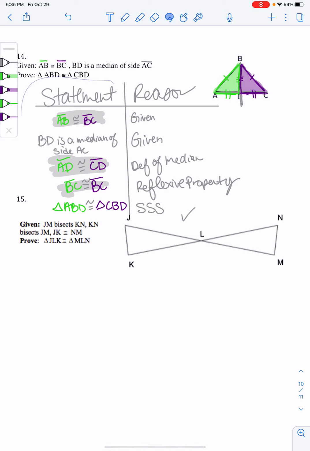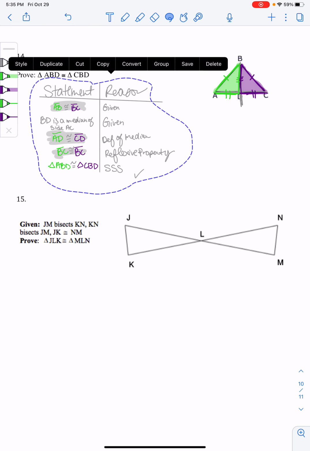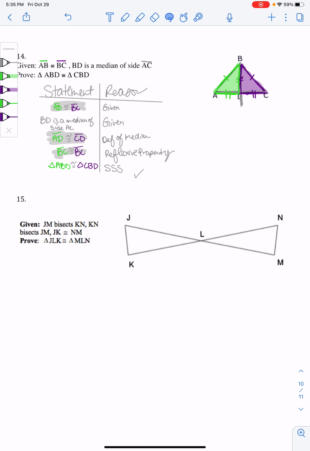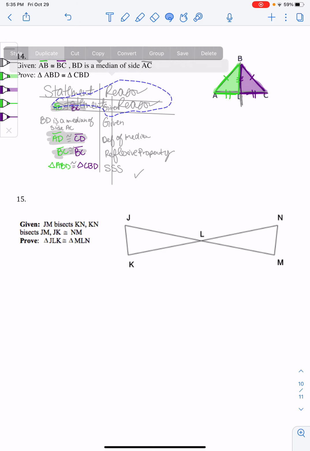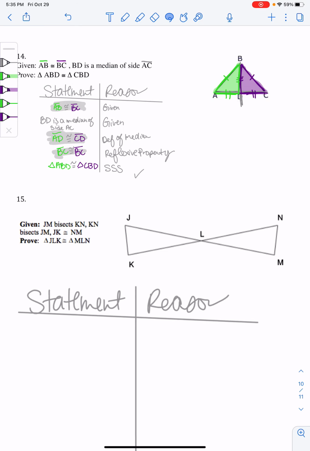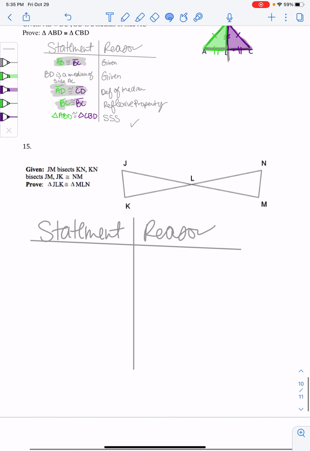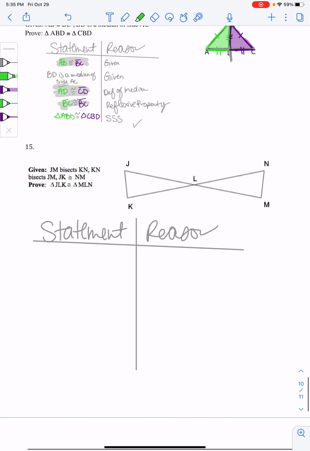So all of these are pretty similar in that you're trying to show either the 3 sides match or the 2 sides and an angle in between. So one last one, just for good measure and a little practice, and we'll show that these 2. So on 15, we have the green one right here and the purple one.